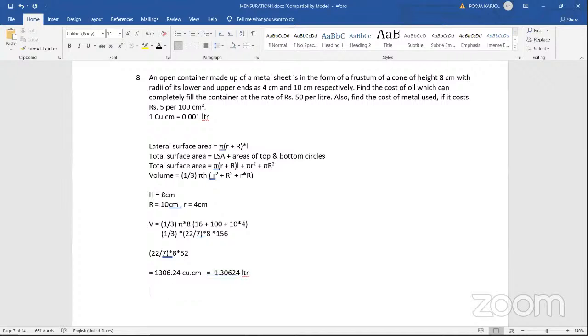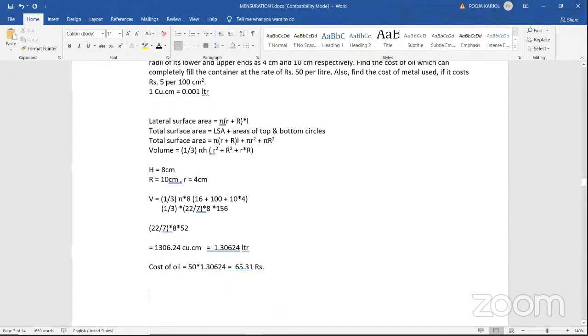Now the cost of oil is equal to 50 into 1.30624. I got about 65.31 rupees. Now we got the cost of the oil. Now the next question is: find the cost of the metal used if it costs rupees 5 per 100 square centimeters.